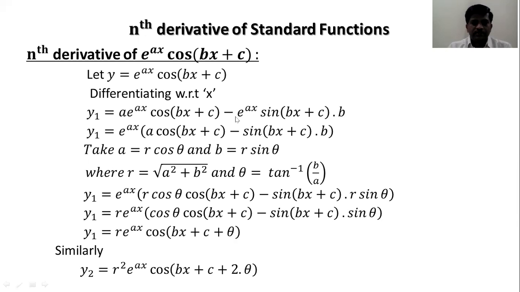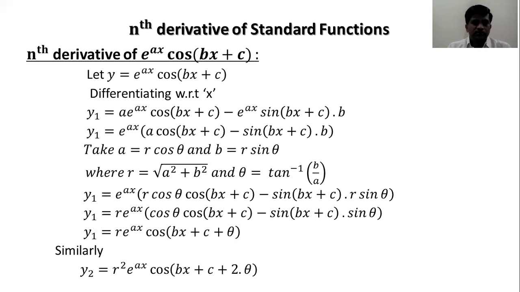Now let us take e^(ax) as common factor, rest of the term a into cos(bx plus c) minus sin(bx plus c) into b. Take the substitution, a is equal to r cos theta and b is equal to r sin theta, where r is equal to square root of a squared plus b squared and theta is equal to tan inverse of b by a. If you substitute r, a and b value in the above equation, then y1 is equal to e^(ax) into a value r cos theta into cos(bx plus c) minus sin(bx plus c) into b value r sin theta.